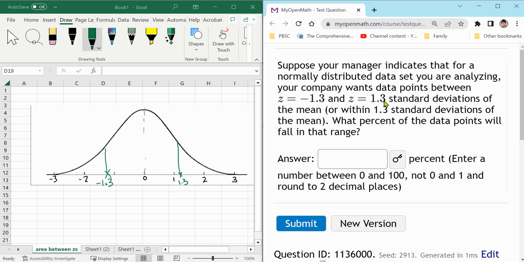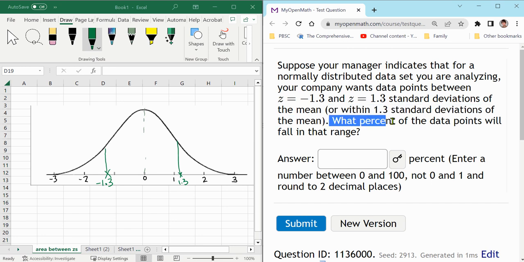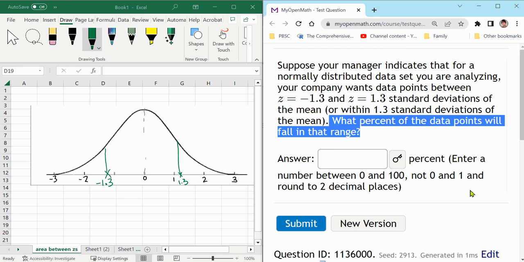So what we're looking for are data points that fall within 1.3 standard deviations of the mean, below or above, as it also reiterates here, or within 1.3 standard deviations of the mean. What percent of the data points will fall in that range? So now, since we're being asked for a percent, and probabilities and percentages are almost the same thing, just in a different format, what we want to find is the area in the region between a z-score of -1.3 and +1.3.